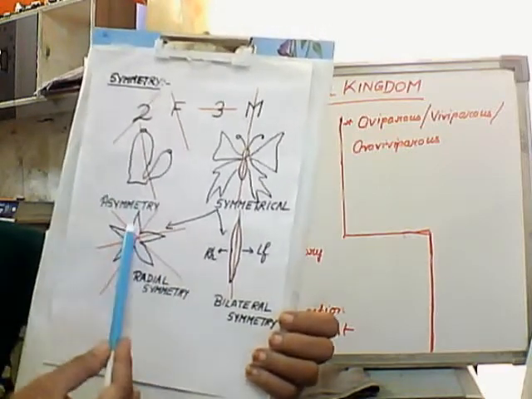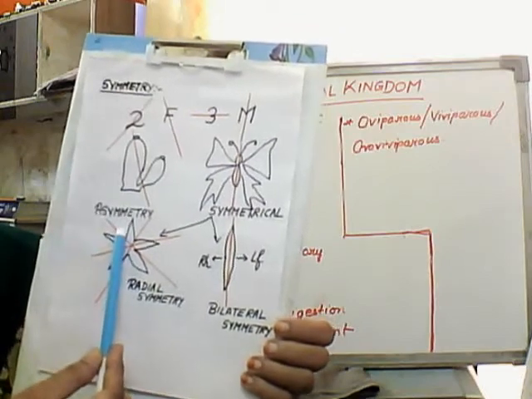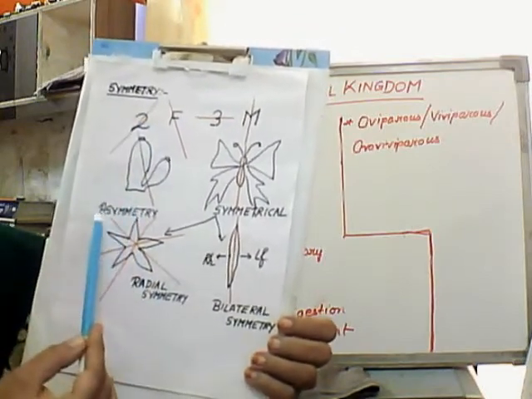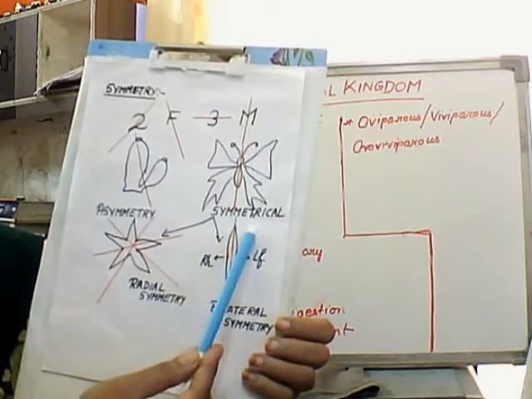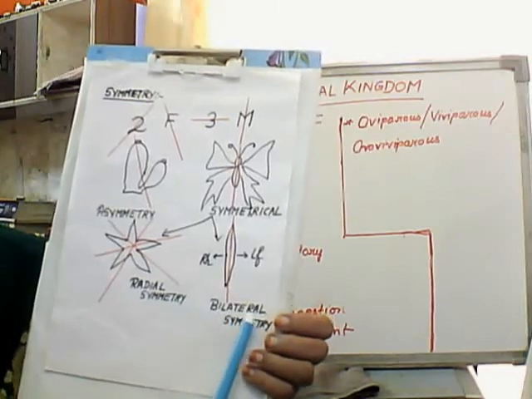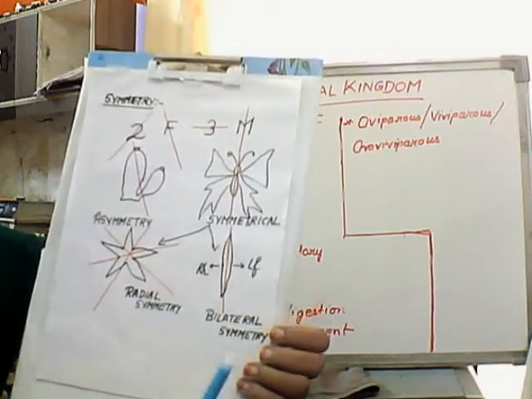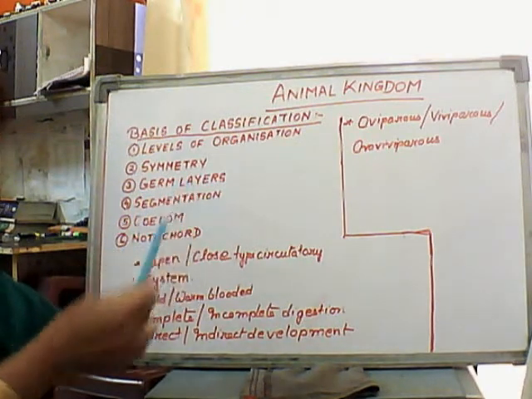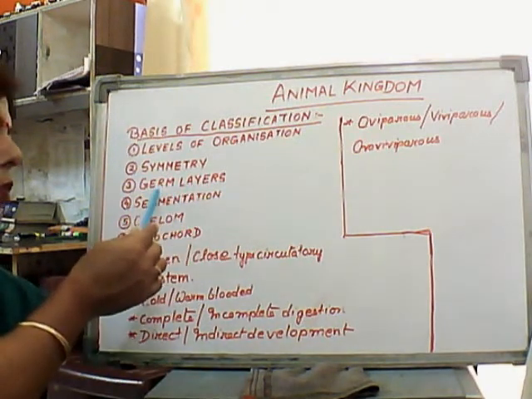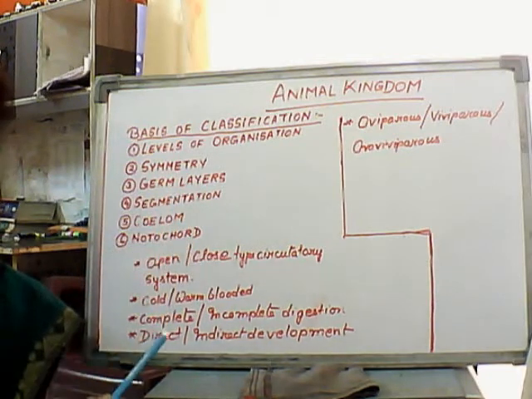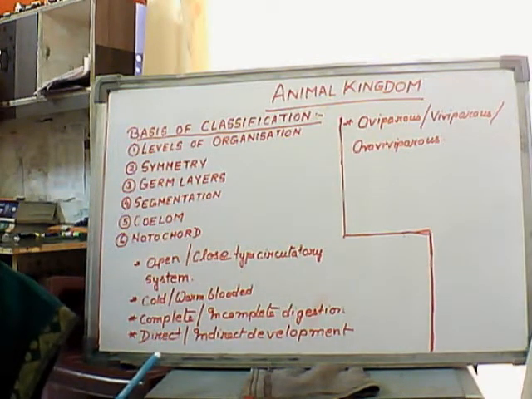So the second character based on which the animal kingdom was classified was the symmetry, which is asymmetrical or symmetrical. If it is symmetrical, it is radial symmetry or bilateral symmetry. Then the third point is the germ layers. Now in your book this term is not given, they have written diploblastic and triploblastic layer.